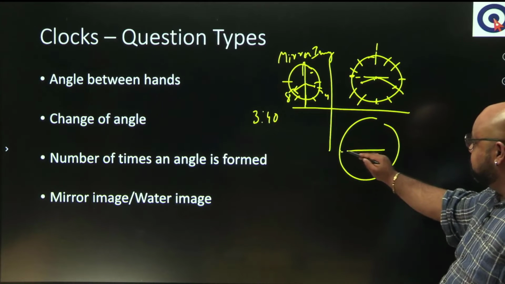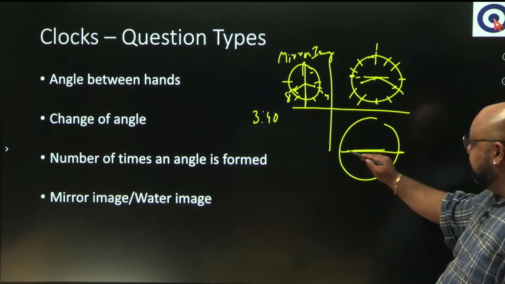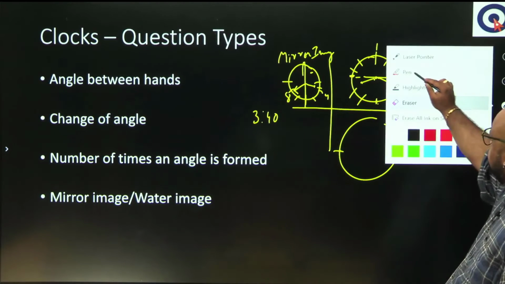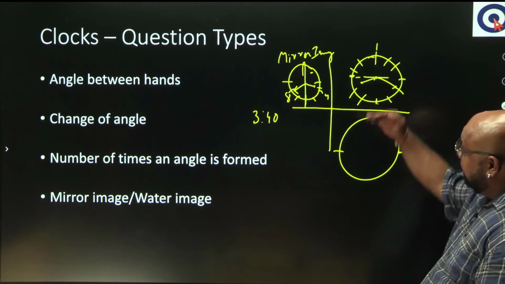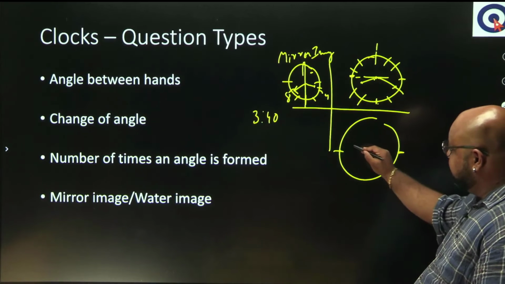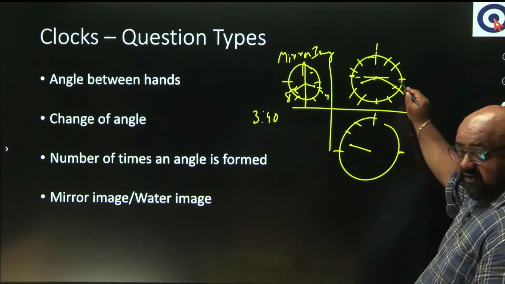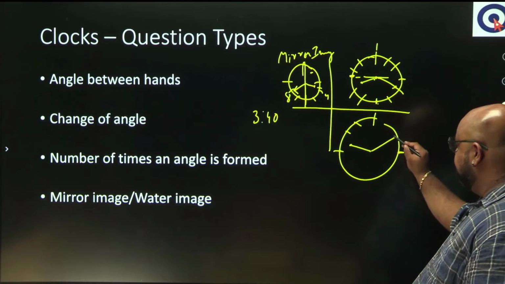Anything below goes above, anything above goes below, right? So the hour hand is just below the axis, so it will be just above the axis. The minute hand is one division below the axis, it will be one division above the axis.